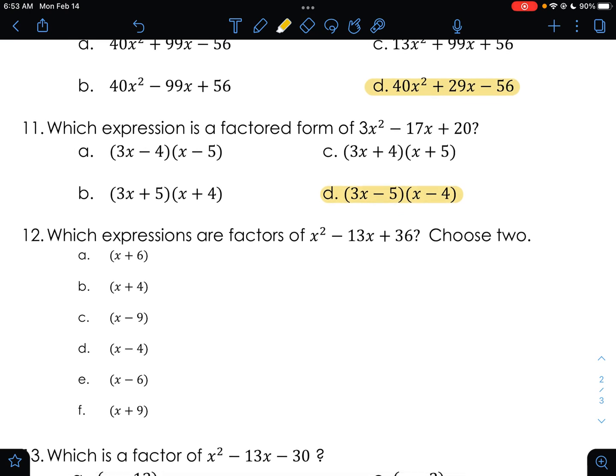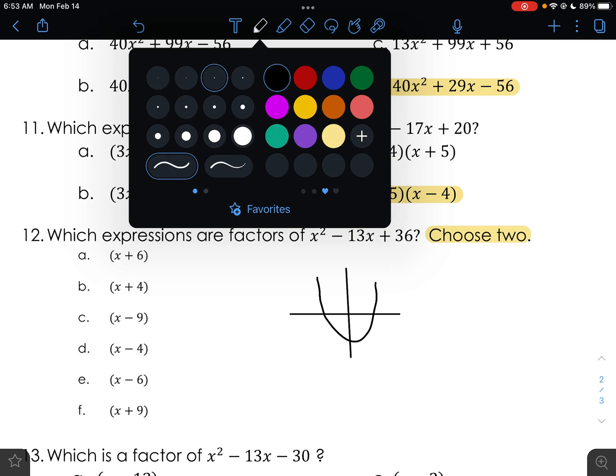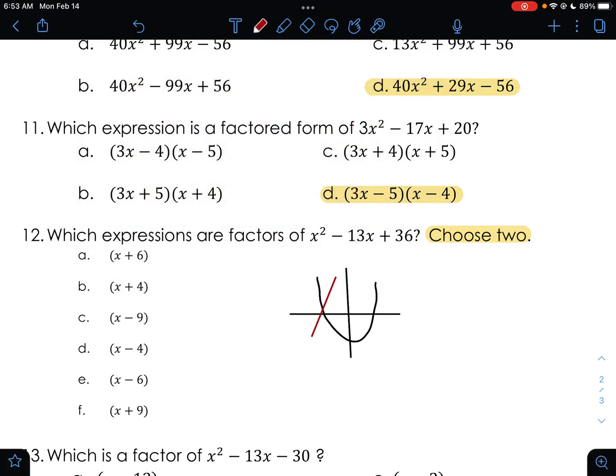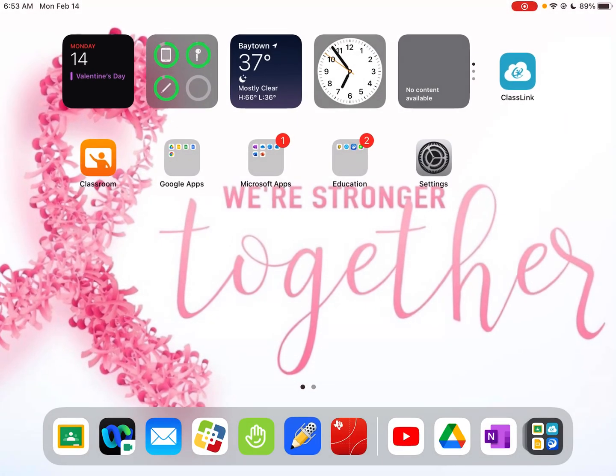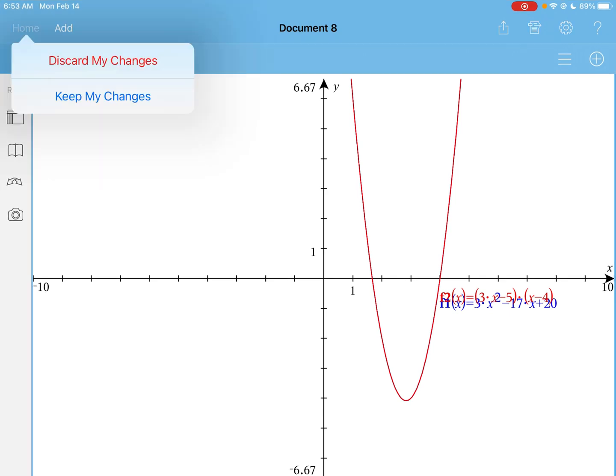Next one, which expressions are factors of x squared minus 13x plus 36? Choose two. So you have to have two answers for this one. So here we go. We're going to graph and match. And again, when we graph and match, okay, let me go ahead and show you. What we're looking for, because we're looking for two of them, is we're going to have something graphed like this. We want one that goes through this x-intercept and one that goes through this x-intercept. So we're looking for that.